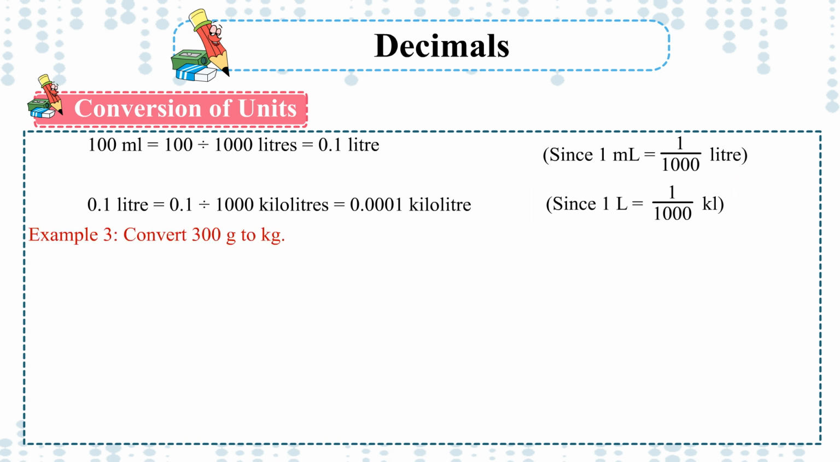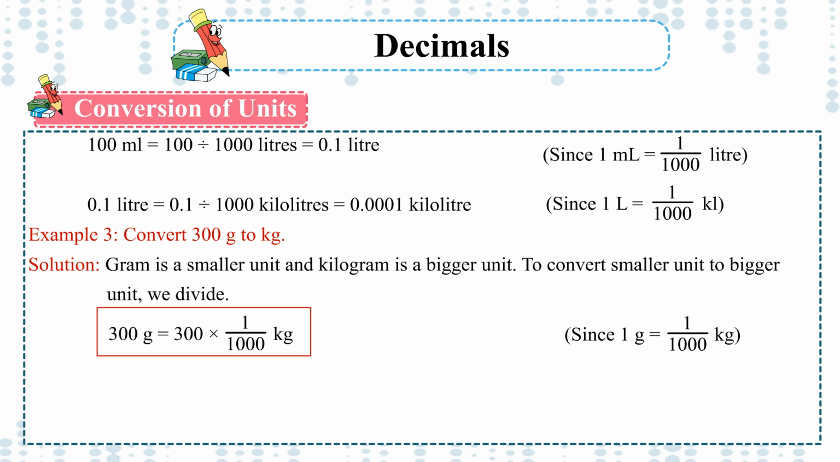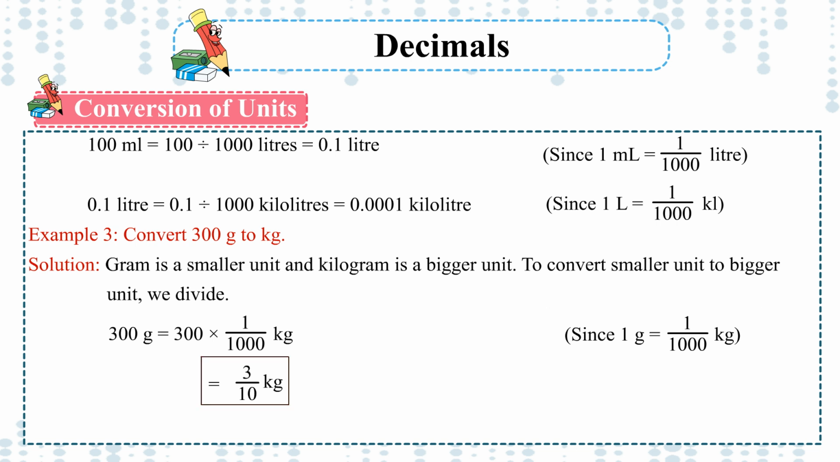Example 3. Convert 300 g to kg. Solution. Gram is a smaller unit and kilogram is a bigger unit. To convert smaller unit to bigger unit, we divide. 300 g is equal to 300 multiply 1 upon 1000 kilograms, since 1 g is equal to 1 upon 1000 kilograms, is equal to 3 upon 10 kilograms, is equal to 0.3 kilograms.